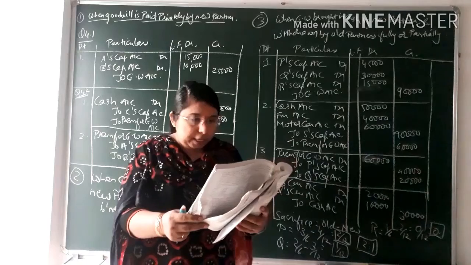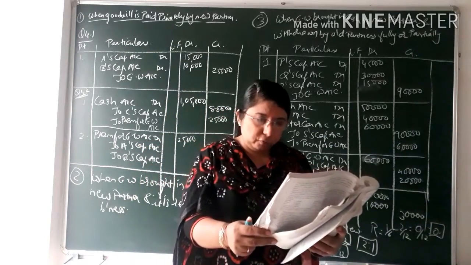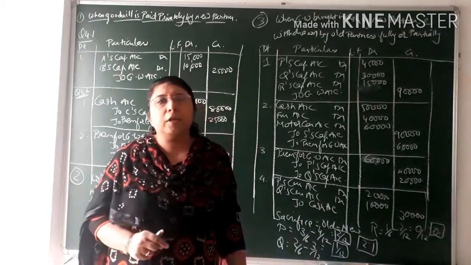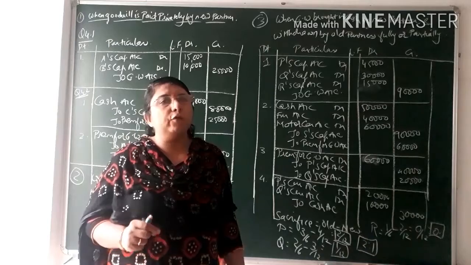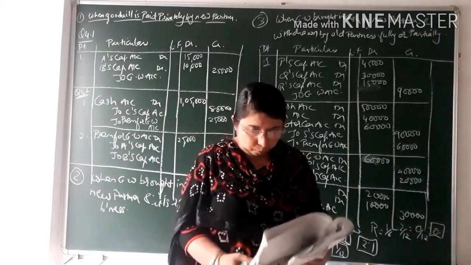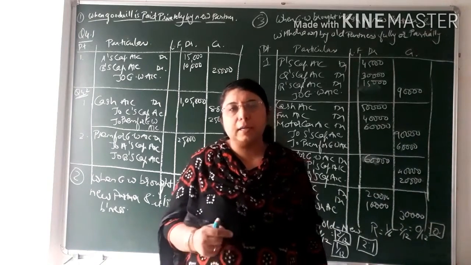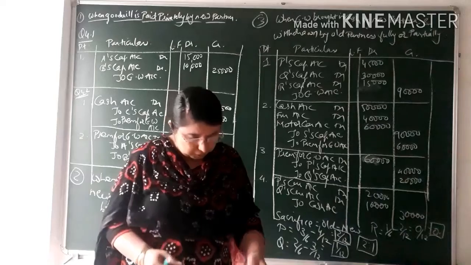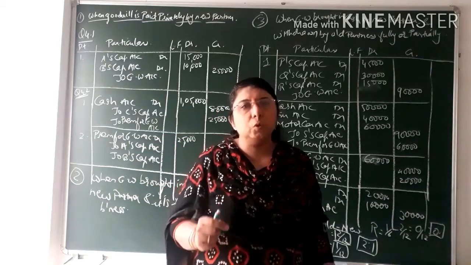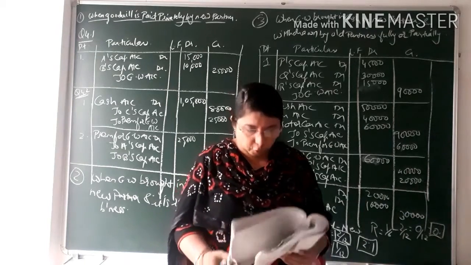First question, A and B are partners sharing profit and loss in the ratio of 3:2. It means the existing partners are A and B, and they are sharing the profit and loss in the ratio of 3:2. It means the old ratio is 3:2. They admitted C as a new partner. The new partner that comes in the business, that is partner C, for 1/5 share of profit. What is the new share of the new partner? That is 1/5 share of profit.